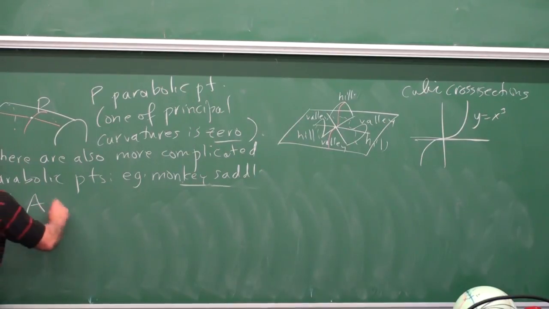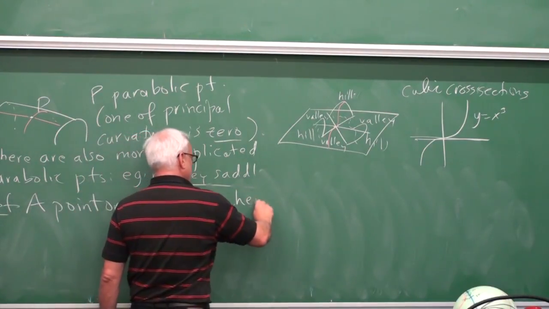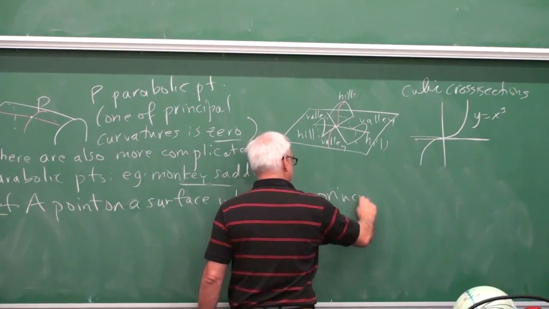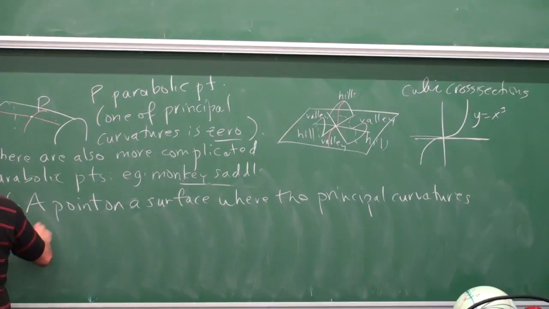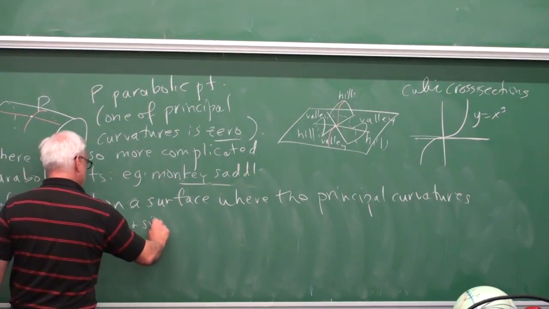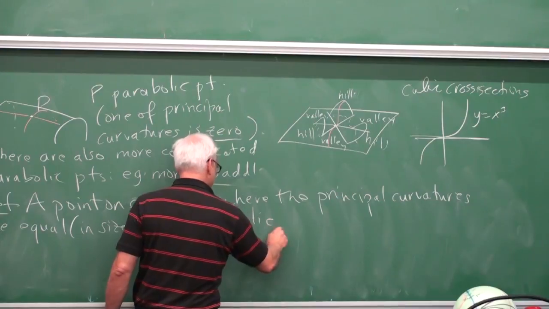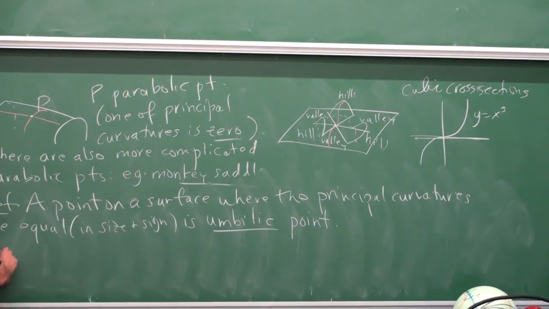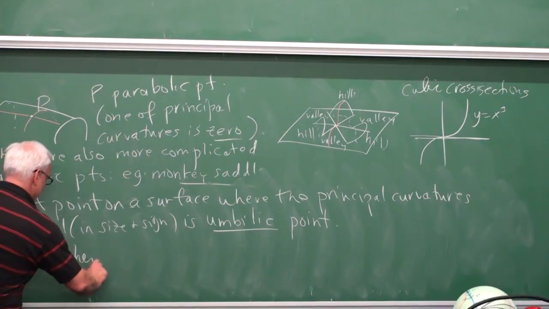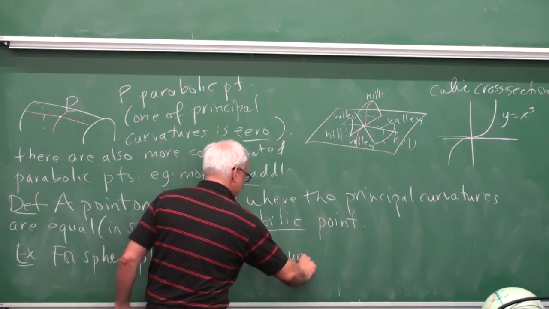So a point on a surface where the principal curvatures are equal, equal not just in size but also in sign, is called an umbilic point. So, for example, for a sphere, or in fact a plane, every point is umbilic.